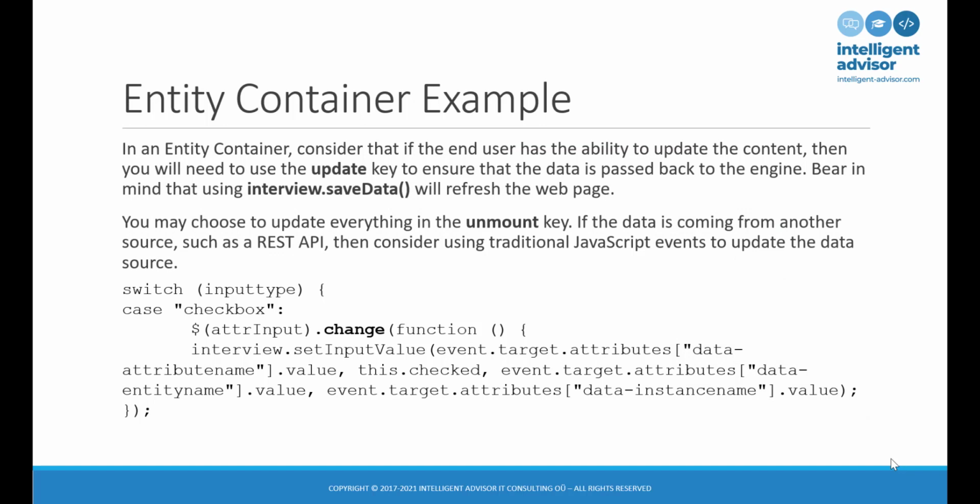If you're going to have an entity container that provides the ability for the user to update the data, you're going to need to think about how you're going to handle the data changing. You might use, as in the screenshot at the bottom of this page, a traditional JavaScript event to then update the various fields. And the fields, maybe you are identifying them as HTML objects with their own data attributes. That's a typical model that you'll see quite a lot.